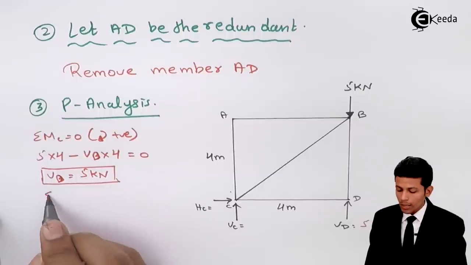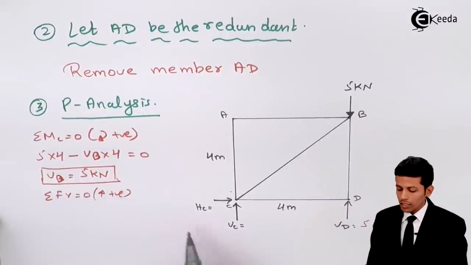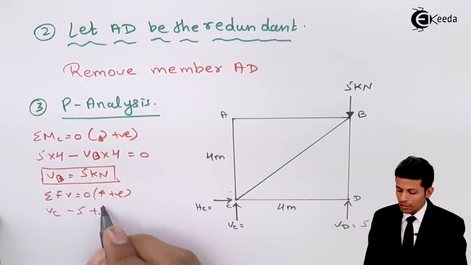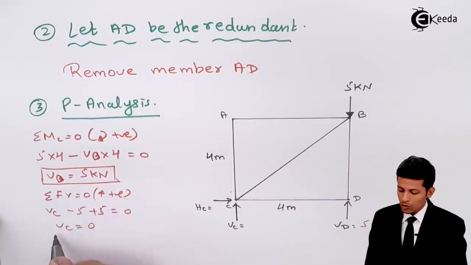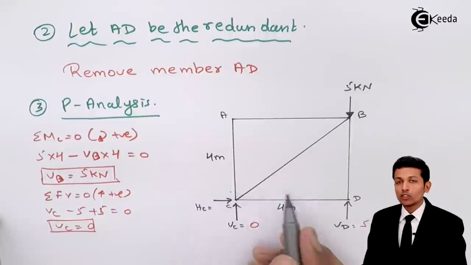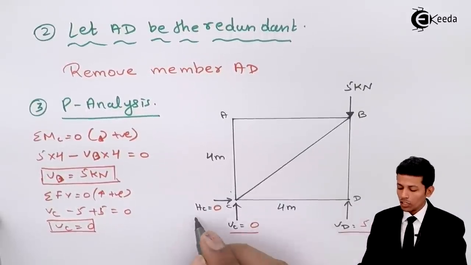Okay, now summation FY equal to 0, upward positive. Now see, this VC is unknown, then minus 5, this is also plus 5, is equal to 0, means VC will be 0 over here. So this value will be 0. Now since there is no horizontal member, that's why H will also get 0 over here. So we got all these three values.